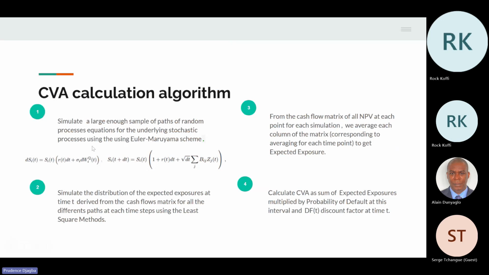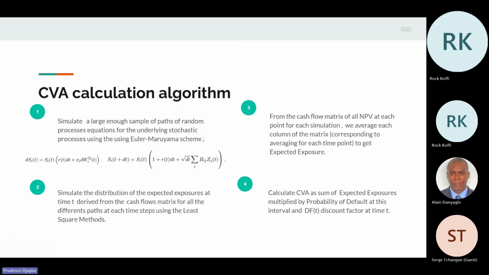And we're going to solve this couple of differential equations in order to simulate the different paths, S and I. Afterwards, we're going to evaluate the expected exposure at a different time t. And those expected exposures are derived directly from the least squares methods, which is just a sequence of cash flow matrices at different times.